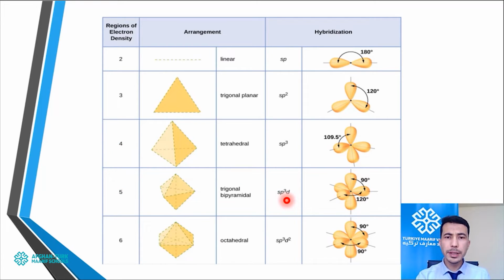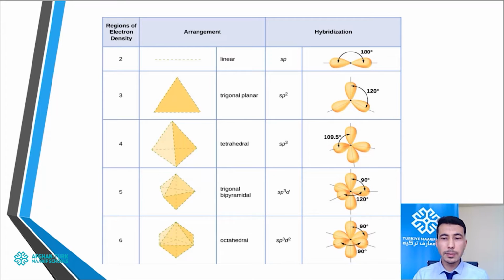The fourth one is sp3d hybrid orbitals. The angles between them are 90-degree and 120-degree. You can see in the shape, it's trigonal bipyramidal, and it will have 5 bonds. The next one is the octahedral. In octahedral, the number of bonds will be 6, the hybridization is sp3d2, and the angle between them is 90 degrees for all bonds.